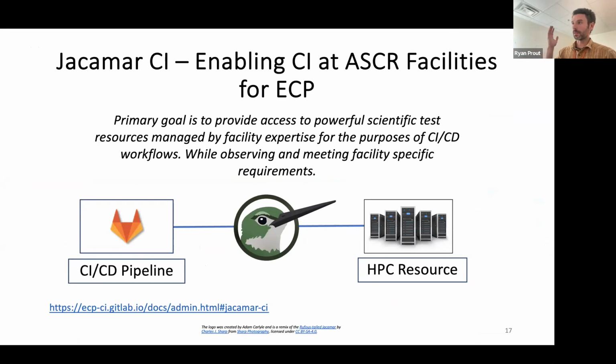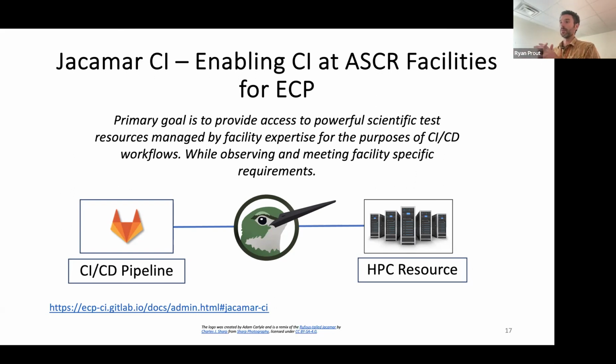And the primary goal is to provide access to powerful scientific test resources managed by facility experts. And when we say test resource in this case, we actually mean on the system itself. So this tool would get installed on the login nodes of the HPC resource. It would tie into a site local GitLab repository. So at OLCF, we have a site local GitLab repository where code gets mirrored down into. And then we attach this Jacamar CI tool to that, which ultimately allows these nightly pipelines to run on a machine. That's what we're shooting for.